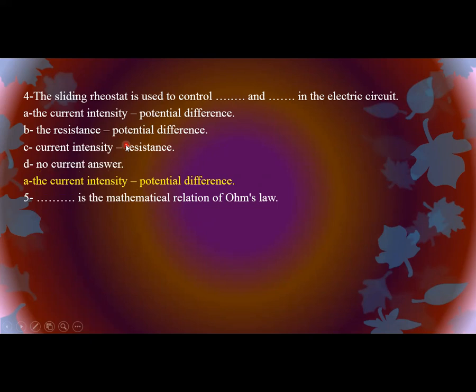Number 5. Dot is a mathematical relation of Ohm's law. طبعا هو قال ان V over I equal constant، وبالتالي constant ده هو resistance بتاعتي. اثبت ان constant هو resistance in the circuit. يبقى القانون بتاعي هيبقى R equal V over I.